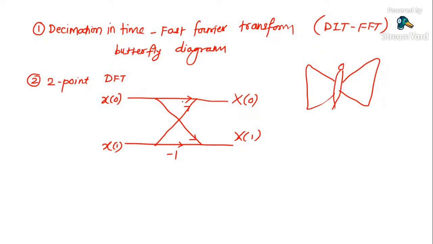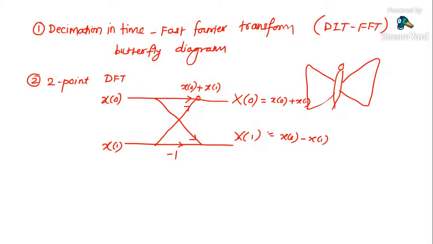Now how the calculation will be done, this x of 0 will be taken. Suppose this is the point where you have to perform the addition, so x of 0 will come, and from here x of 1 will come. Hence what is the capital X of 0? X of 0 plus x of 1. Now x of 0 will be as it is, positive, so x of 0, and this x of 1 is multiplied by minus 1, so minus x of 1.